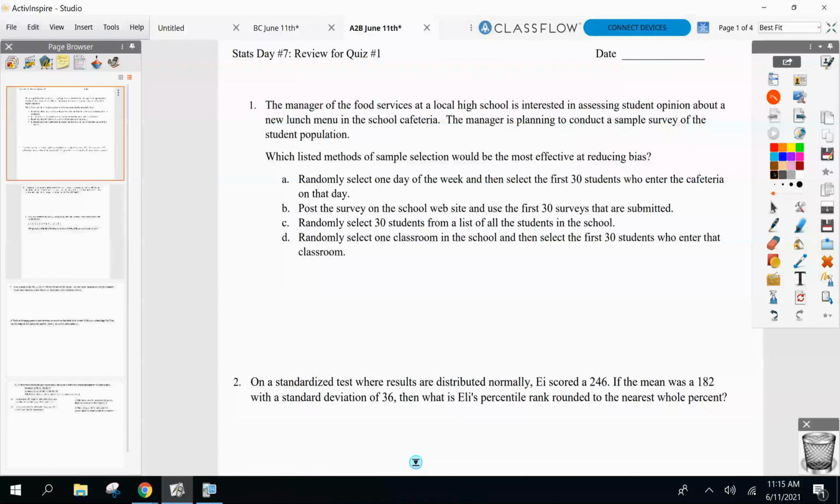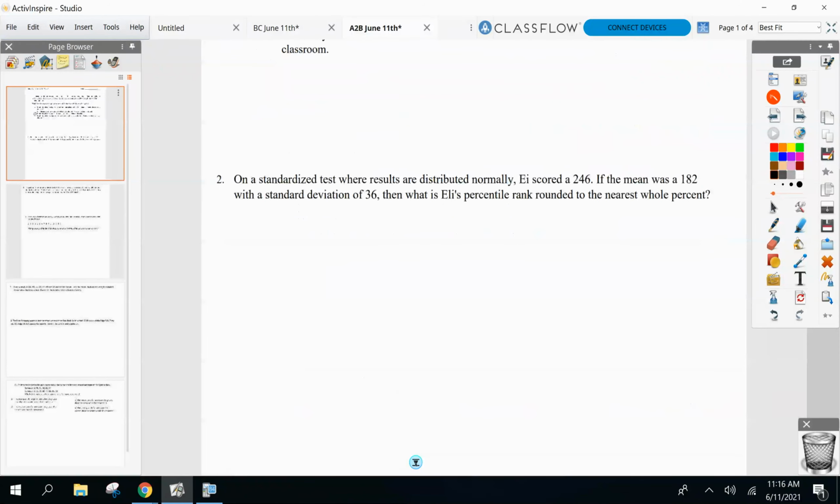What answer do you have here? What's the best way? I don't know, I guess C. Yeah, definitely, C. I wouldn't choose A because you're only doing 1 day a week, and maybe certain kids don't show up on certain days. Picking an A day is not the best because what about the B day kids? Post a survey, only the kids that are going to go on there will do it. And one classroom, you might get a whole classroom of freshmen, and that's not going to represent the high school. So good job, Caroline, number one is C.